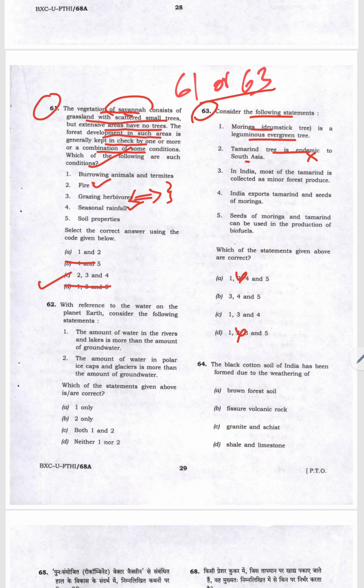Most of the tamarind is collected as minor forest produce. Definitely, it can be possible. Exports tamarind and seeds. It can be possible. Who said it is not possible? Seeds of moringa and tamarind can be used in the production of bioproducts, definitely. So when 5 is absolutely right, I'll go with option B only. So I got my answer here itself. I don't know about moringa. I did not read extensively about moringa. I don't know whether it is leguminous evergreen or not. But still, I was able to solve this question just based on elimination, or the UPSC language technique.